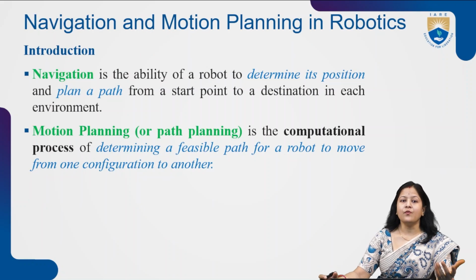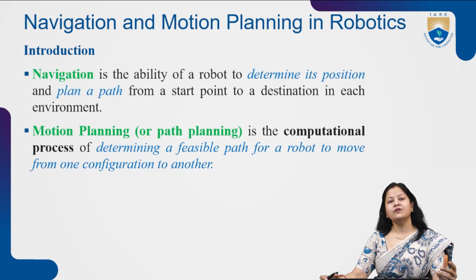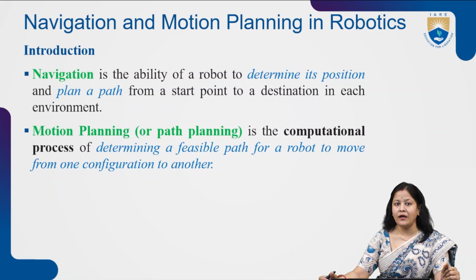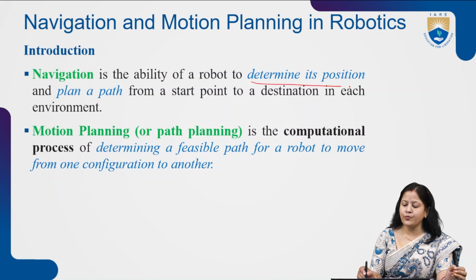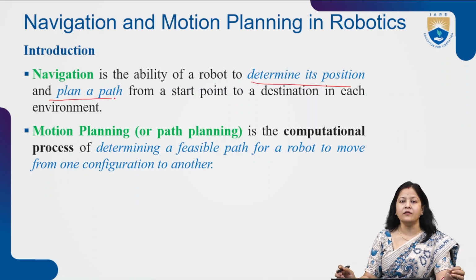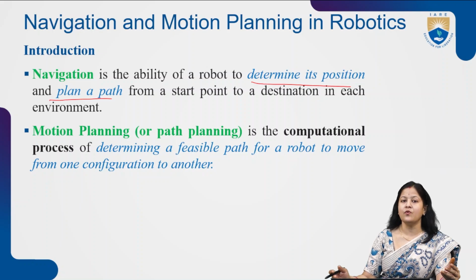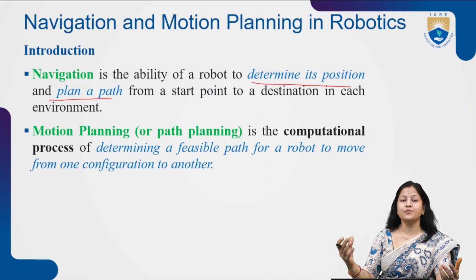Okay, let me introduce what is the meaning of navigation and what is the meaning of motion planning. Navigation is the ability of the robot to determine its position and plan a path from the starting point to the destination in its environment. That is what is called navigation. In a broader sense, an alternate name for navigation is exploration, exploring the path from the start location to the destination irrespective of any environment.